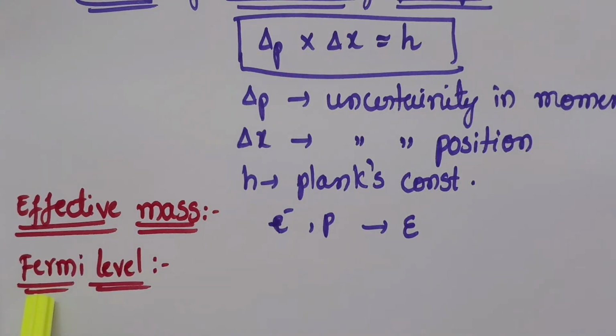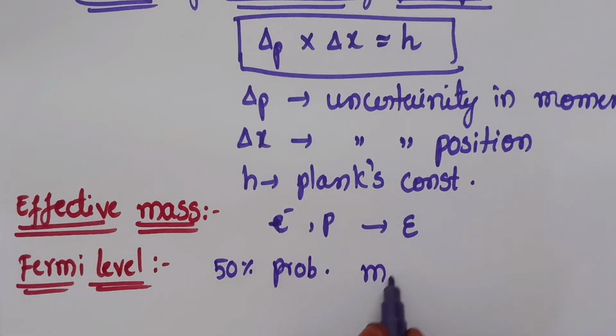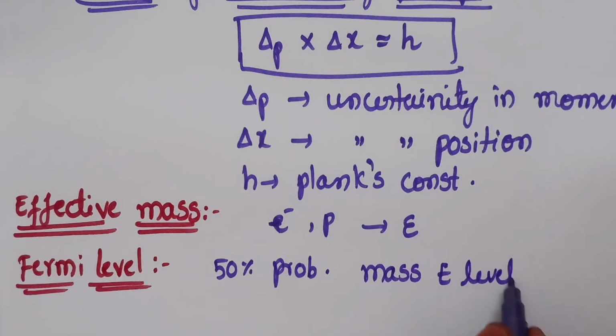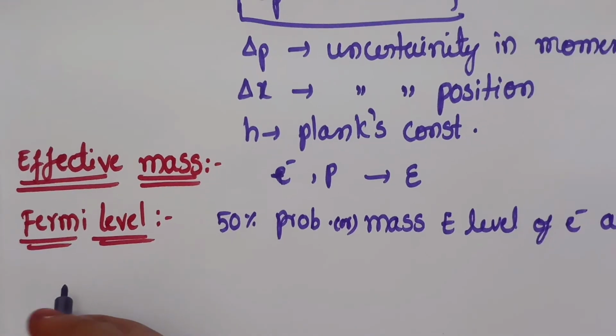The next one is the Fermi level. This is named after the scientist Fermi. It is the energy state with 50% probability of being filled if no forbidden band exists. In other words, it is the maximum energy level of the electrons at 0 degree Kelvin. That is, the maximum energy level of electrons at 0 degree Kelvin is called the Fermi level. So here there exist three cases.